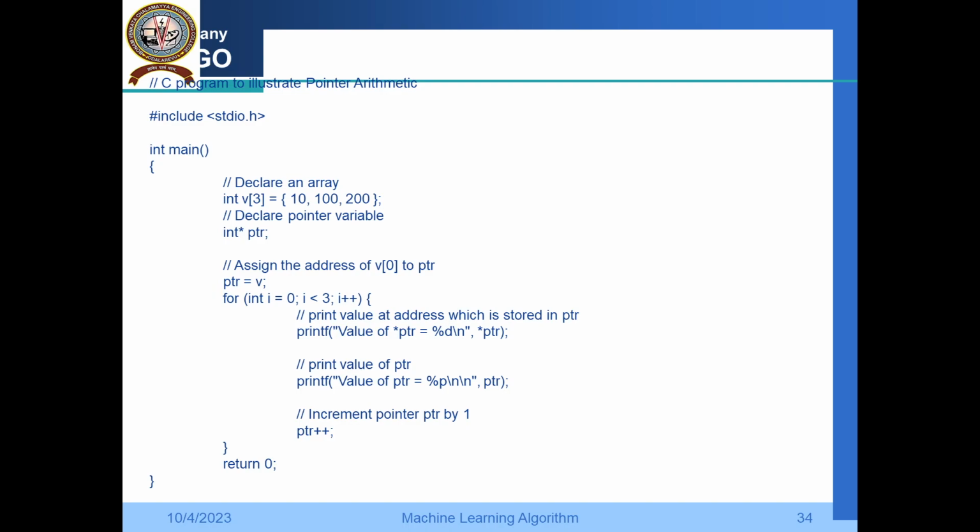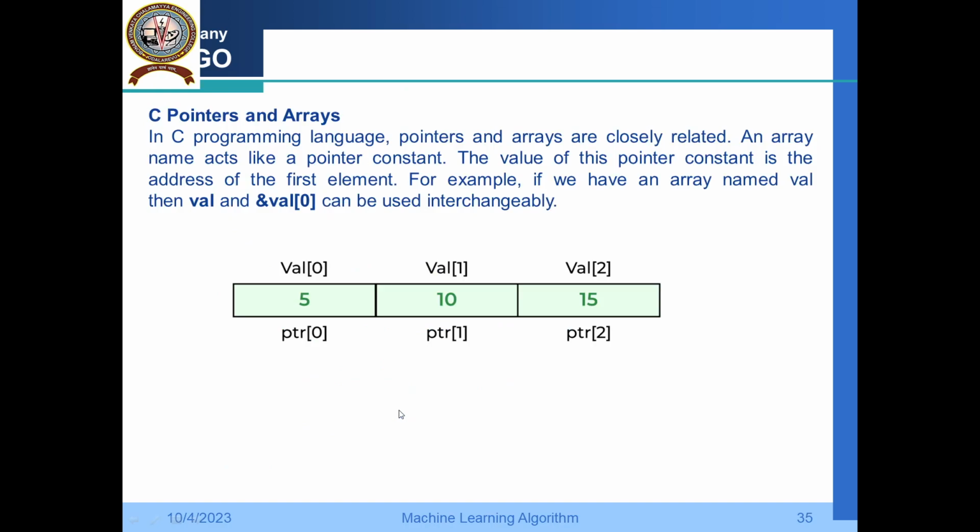Then the important topic is illustrating pointer arithmetic. How do we go about this? For example, let us declare an array: int v[3] with the values 10, 100 and 200. Now declare a pointer variable, int *ptr, then ptr = v, assigning the address of v[0] to ptr. Then for i = 0, i less than 3, i++, print the value of the pointer, ptr. Check all of this and you can clearly understand it.